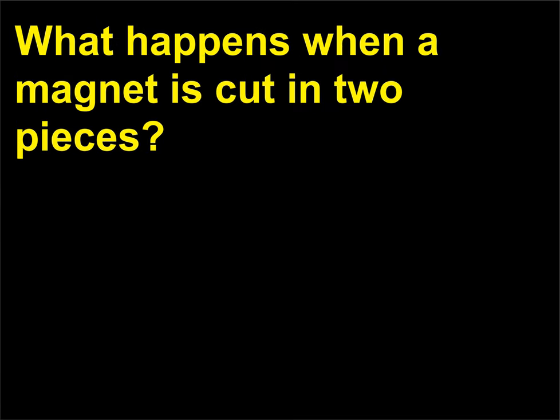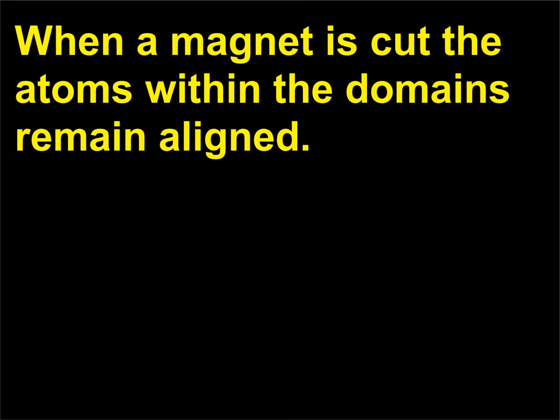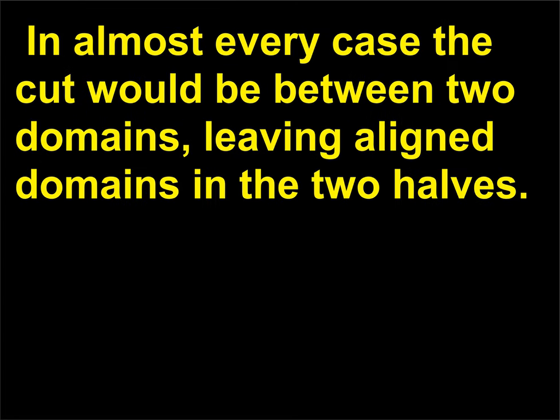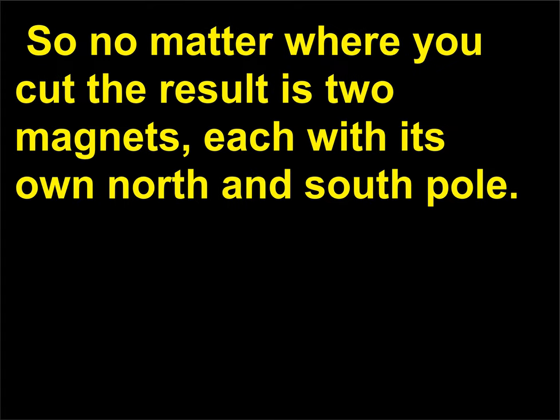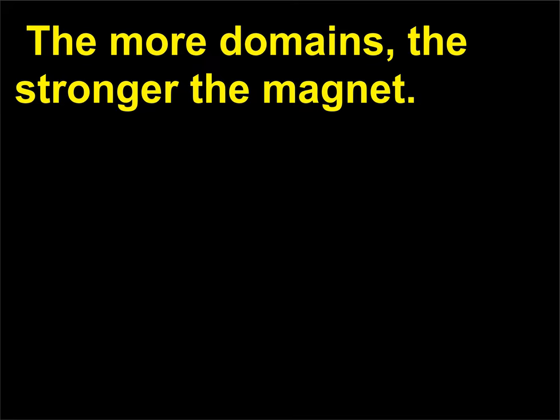What happens when a magnet is cut in two pieces? When a magnet is cut, the atoms within the domains remain aligned. In almost every case, the cut would be between two domains, leaving aligned domains in the two halves. If you cut a domain, you would create two smaller domains, each with a north pole and a south pole. So no matter where you cut, the result is two magnets, each with its own north and south pole. The more domains, the stronger the magnet.